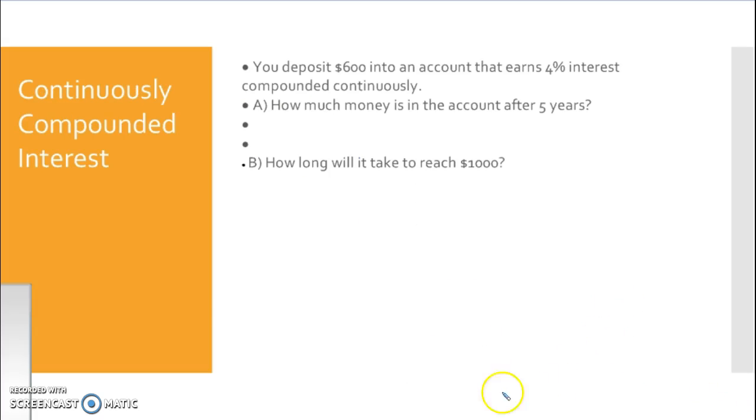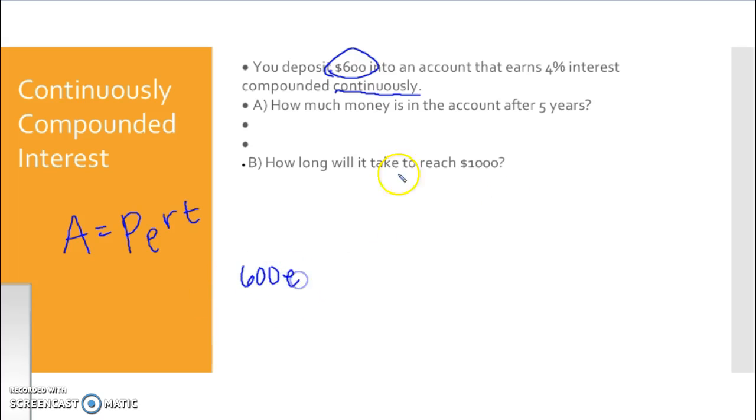And the last thing we looked at is compounded continuously. So as soon as you see continuously, you got to be thinking PERT. P-E to the R-T. Alright, so you deposit 600 into your account. So we've got 600 as our initial amount, E, and it earns 4% interest, which is 0.04 times T. So there's my equation for this scenario. I want to know how much money is in the account after 5 years, so I'm just going to plug in 5 for T.